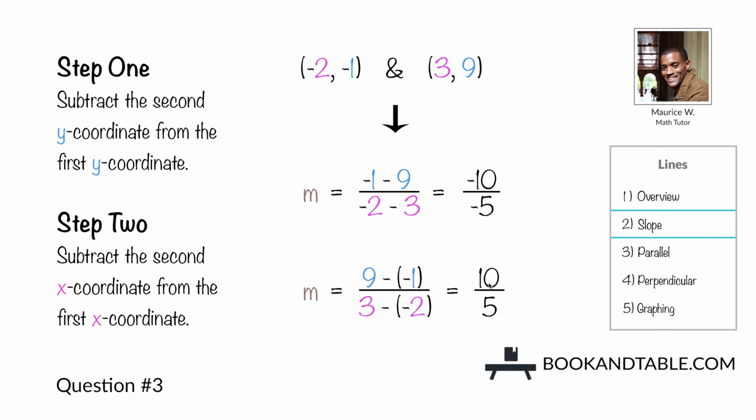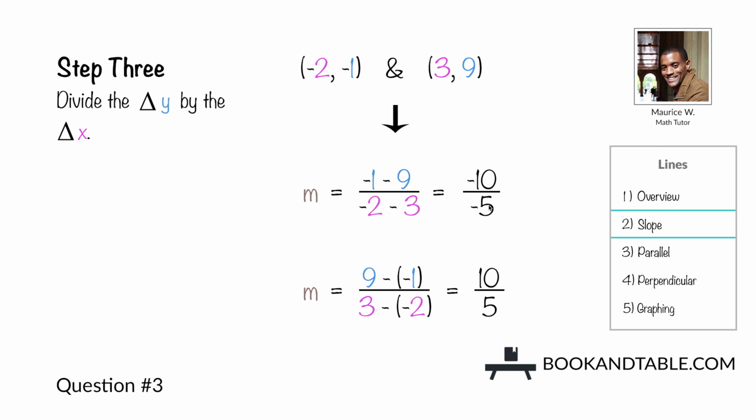Step 2, subtract the second x coordinate from the first x coordinate. Negative 2 minus 3 would give you negative 5 for your delta x in this first example. Or 3 minus negative 2 would be 3 plus 2, which is positive 5. Step 3, divide delta y by delta x. Negative 10 divided by negative 5 is positive 2. Positive 10 divided by positive 5 is positive 2. So our slope is positive 2.